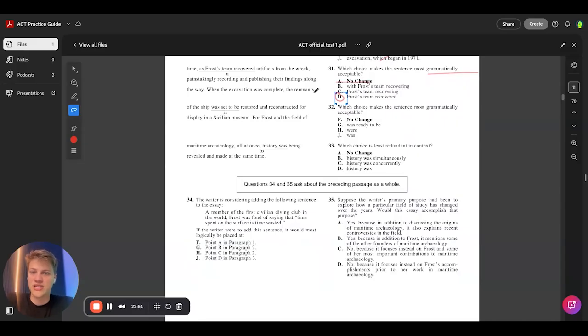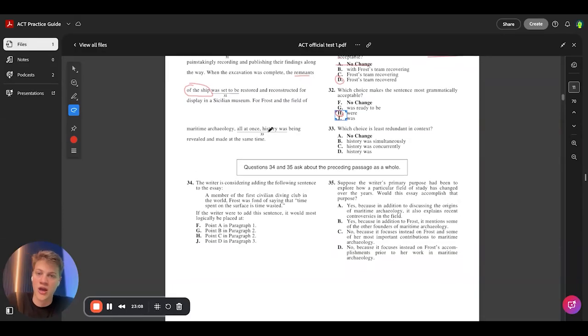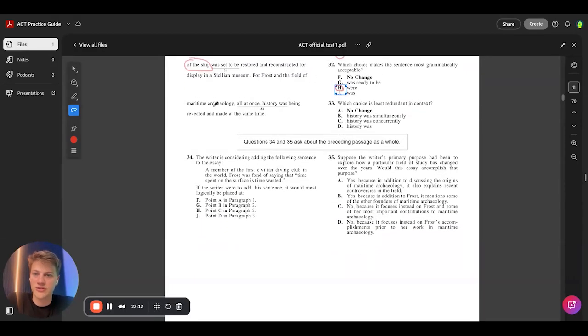When the excavation was complete, the remnants of the ship, remnants is the subject, that is plural, of the ship is a prepositional phrase. And so while this seems correct, the verb must be plural. You can learn all of these tricks to the ACT grammar section in the study guide. For Frost and the field of maritime archaeology, all at once history was being revealed and made at the same time.